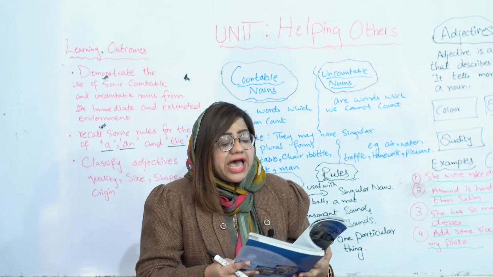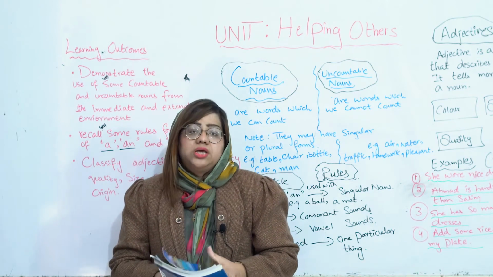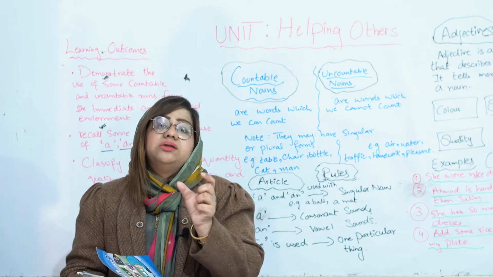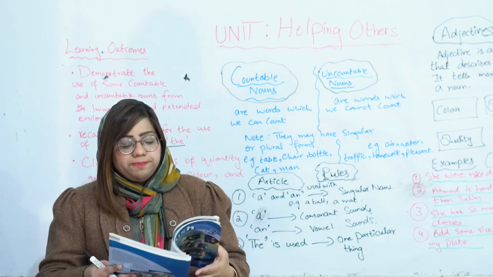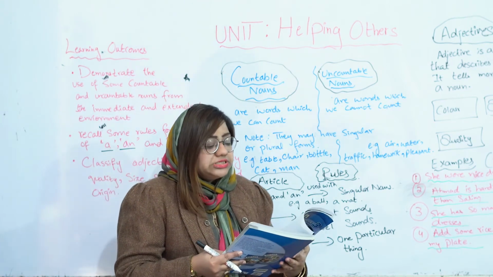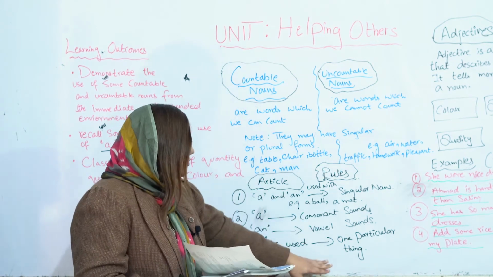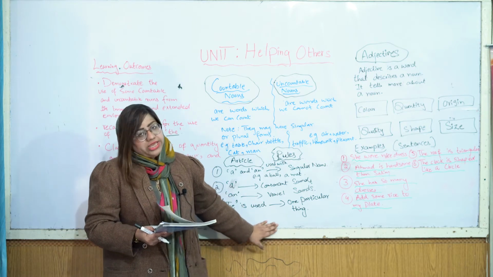There is dash airport in Islamabad. We know that with vowel sounds we use an: an airport in Islamabad. Move on. They went to the forest yesterday. Why is the used? The is used because we are talking about one particular thing.